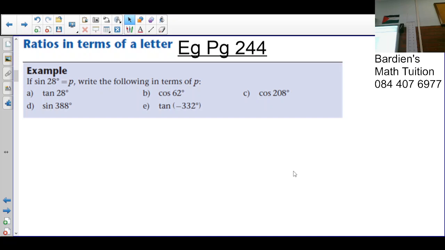Okay, so if sine of 28 is equal to P, write the following in terms of P. So the first thing is I must set up a triangle representing this information.